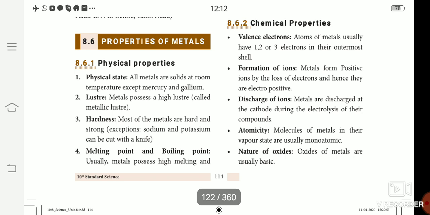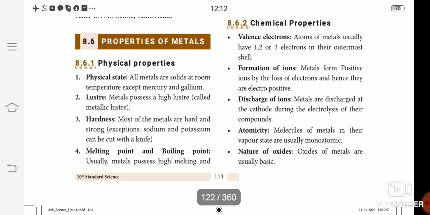So this is the ion formation. Ions means positive or negative ions. So positive ions by the loss of electron is electropositive. Then the negative ion means gain of electron, or electronegative. Then the discharge of ion: the metals are discharged at the cathode during the electrolysis of their compounds. The compound means 2 or more elements are present.